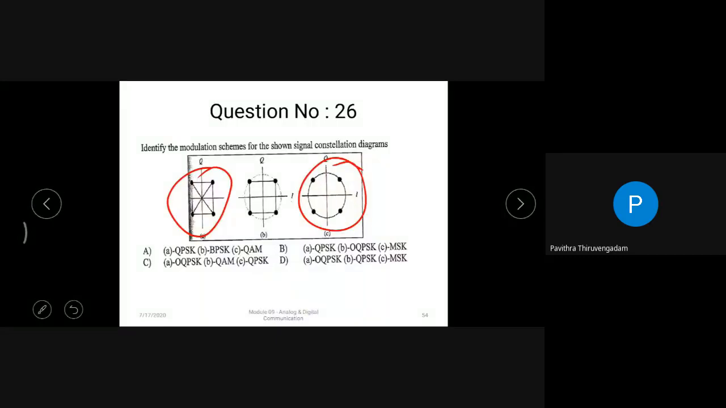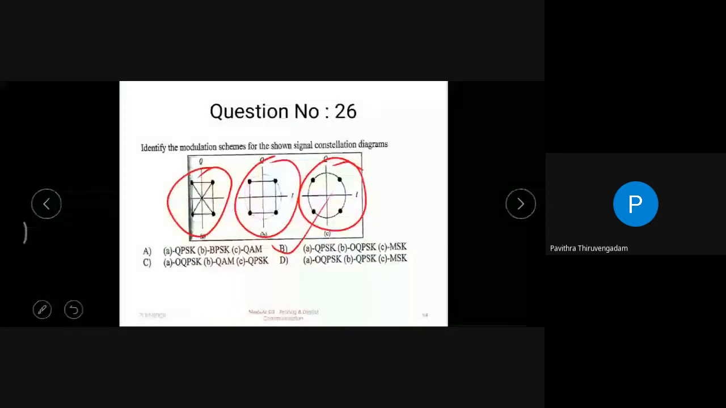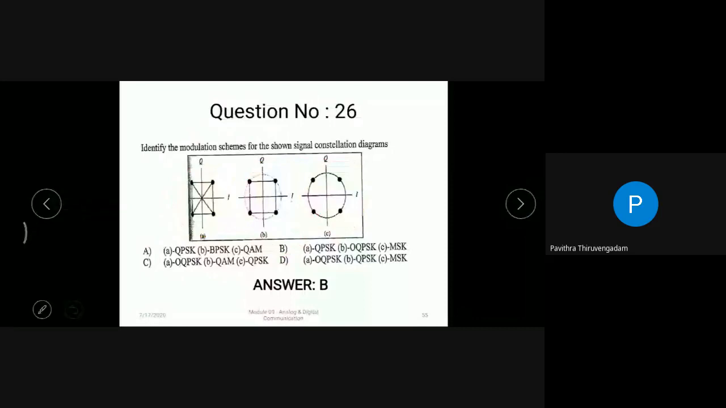So if I see the options, the first one is QPSK, the last one is MSK, which is nothing but option B. Okay, and this is the constellation diagram for offset quadrature phase shift keying, that is OQPSK. So this is QPSK, this is OQPSK, and this is minimum shift keying. So the correct option is B.